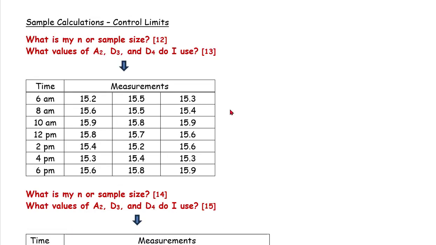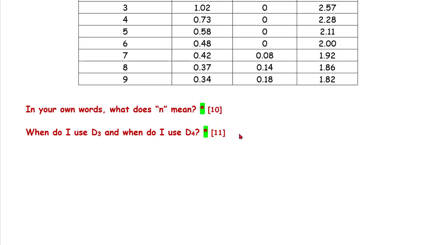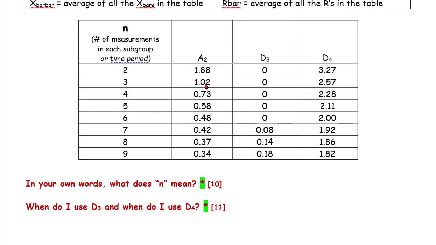Here are some sample calculations. So what is my sample size, or N? Well, let's see. I am taking 1, 2, 3 measurements here, 1, 2, 3 measurements here. So my N is equal to 3. So what values of A2, D3, and D4 will I use? Well, let's see. N equals 3. I scroll back up here. I'm going to use 1.02, 0, and 2.57.